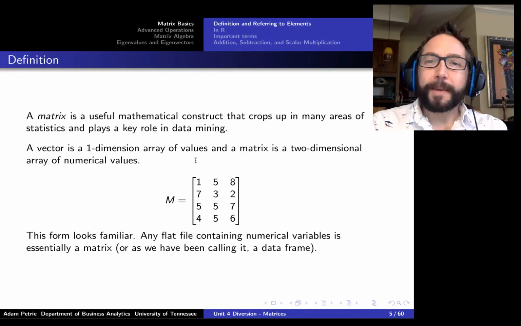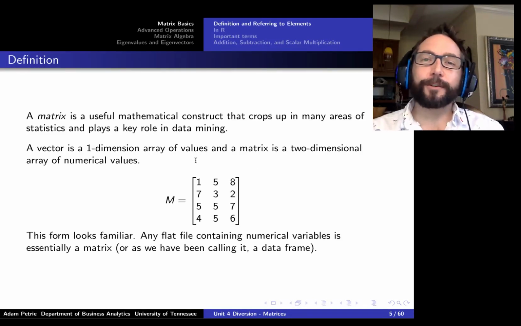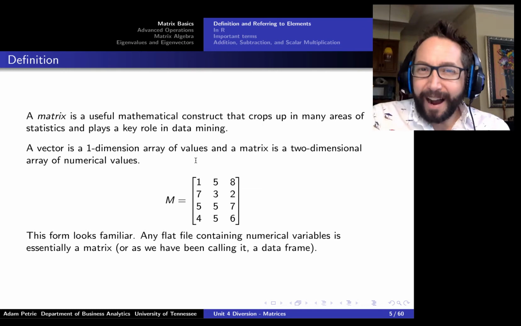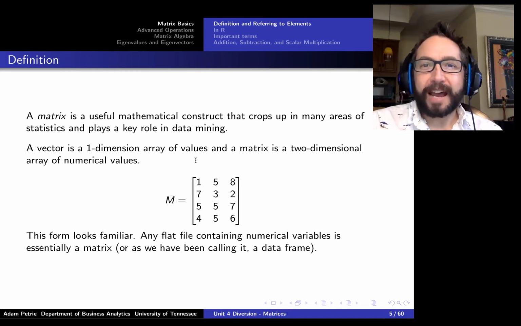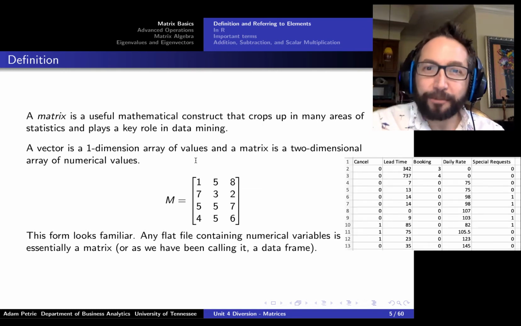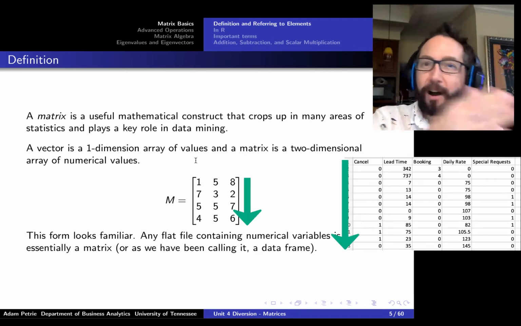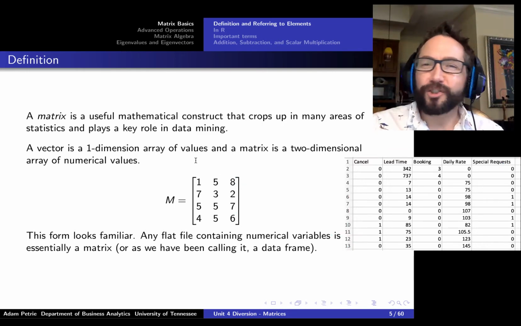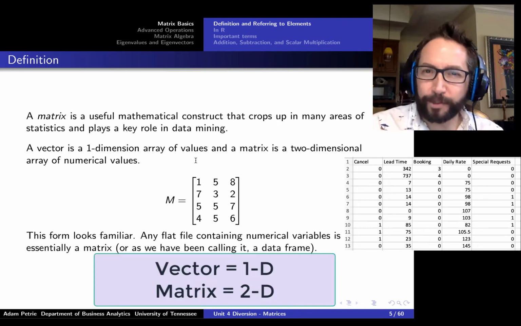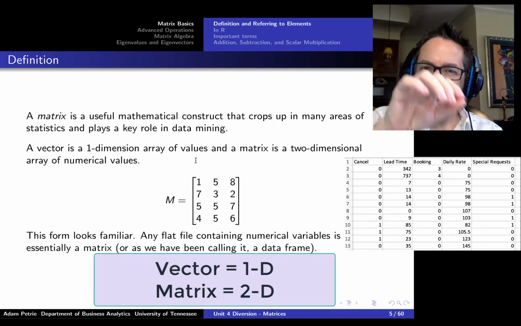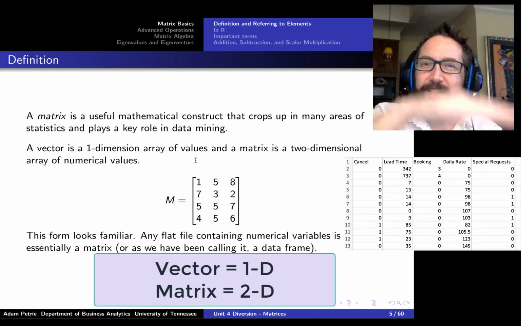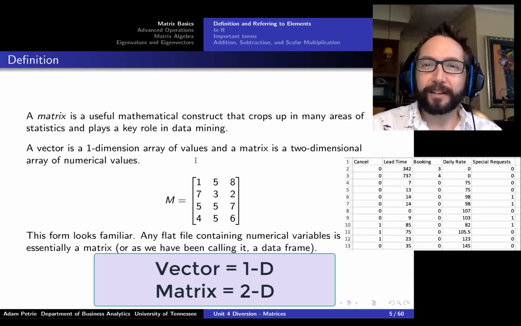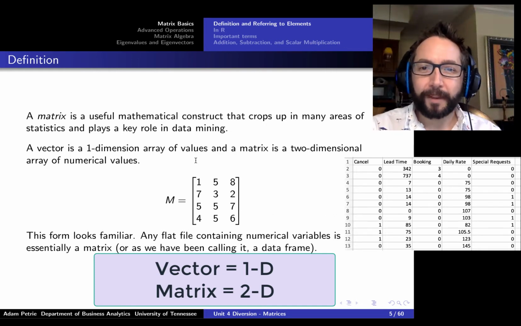So let's talk about what a matrix is and how it relates to business analytics. Now, I like actually thinking of a matrix as a data set, because a matrix is a two-dimensional construct. It has rows, it has columns, much like a data set that we would open in Excel would have. So it's kind of like a generalization of a vector, which is just a one-dimensional array of numbers or text, just giving it a second dimension, kind of giving it length and width here.